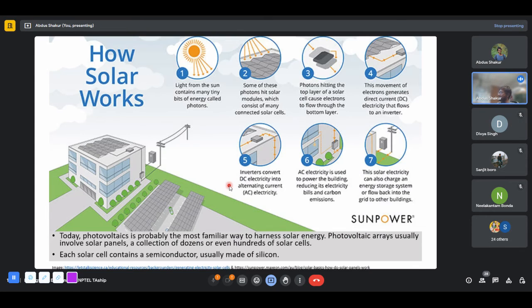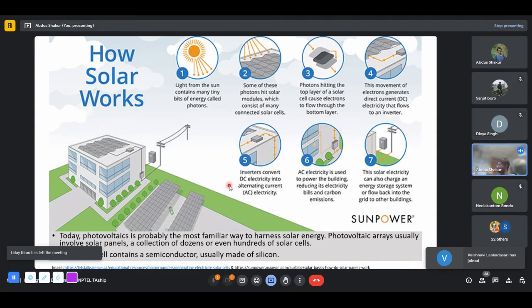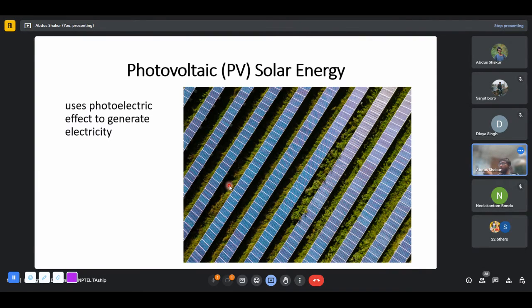But is this the only way we harvest solar energy? No, there are multiple other ways we have been harvesting solar energy. Let's look at the different ways. The first and the most familiar one is the photovoltaic solar panel, where you utilize the photovoltaic effect or photoelectric effect to generate electricity. This is what we think of when we think of using solar energy.